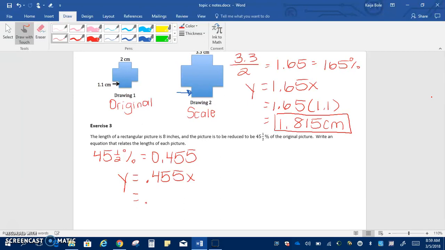And we're trying to find the length of our scale drawing. So that means we take our scale factor, 0.455, times our measurement from the original picture, which is 8. And when you do that, you get 3.64, and that would be our answer, and this would be in inches. And you're asking, does that make sense? Well, they told us that it needed to be reduced, and this is reduced from the original, so yes, it does make sense.